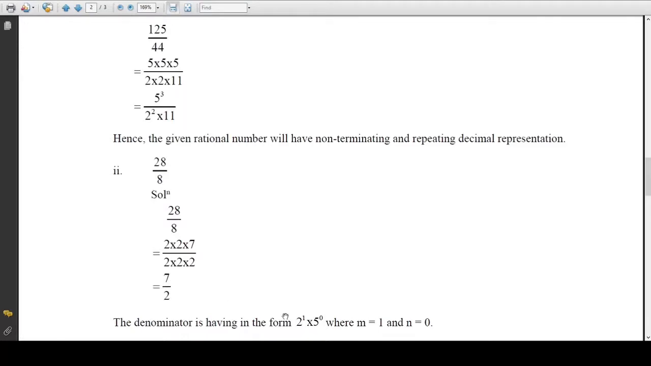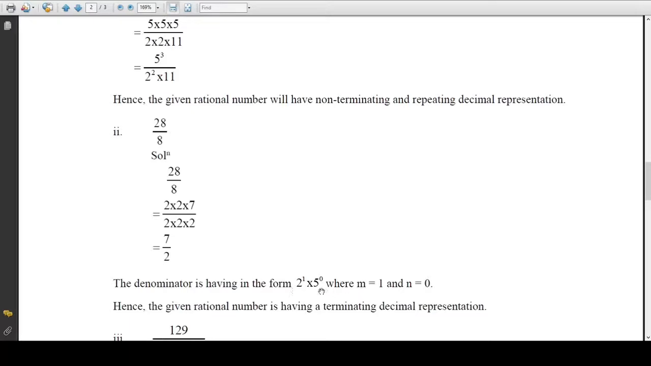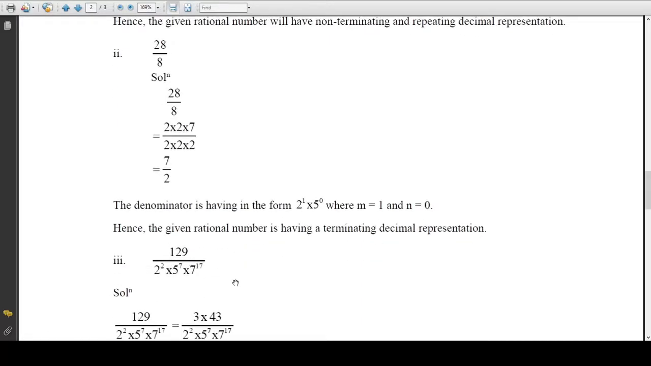Clear? Again, let us check here. 5 power 0 is 1, 2 power 1 is 2, and 2 multiplied by 1 is 2. This is the same denominator, isn't it? Therefore, even though 5 is not here, we can write it in the form 2^m × 5^n, where the power of 5 is 0 and the power of 2 is 1. Now the next number, 129 by 2 squared × 5 to the power 7 × 7 to the power 7.